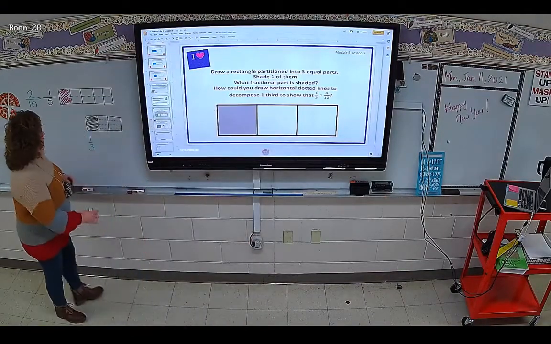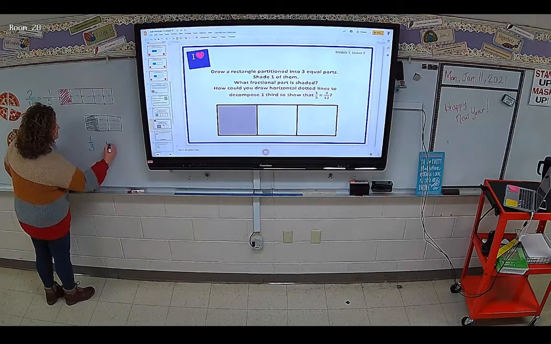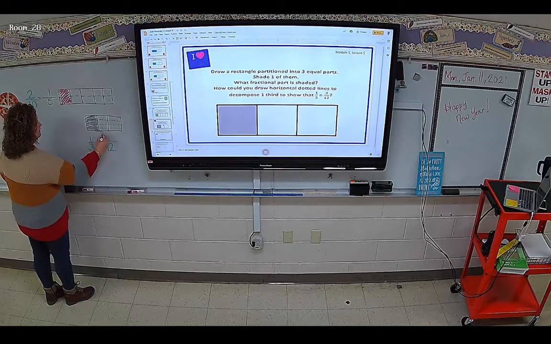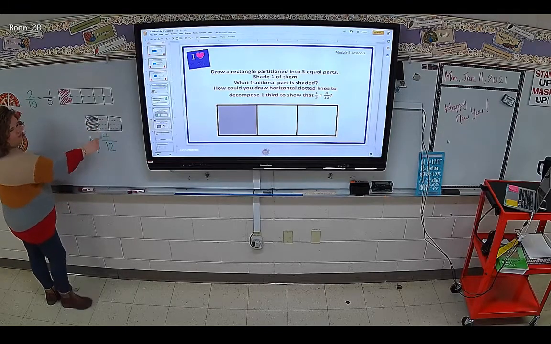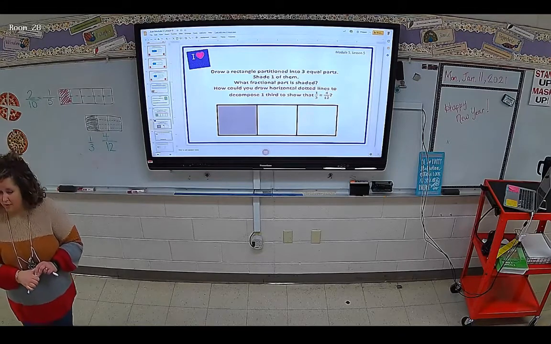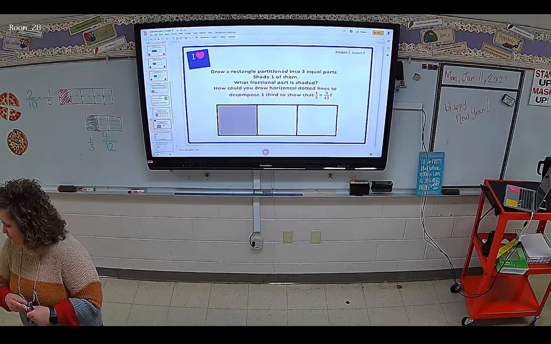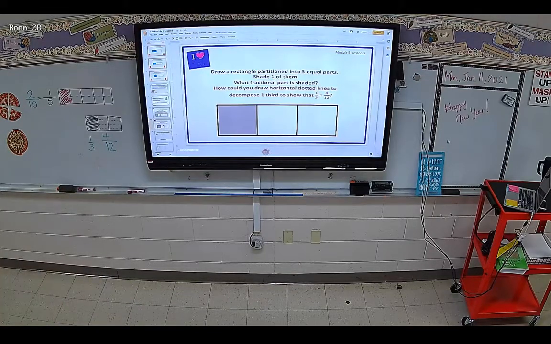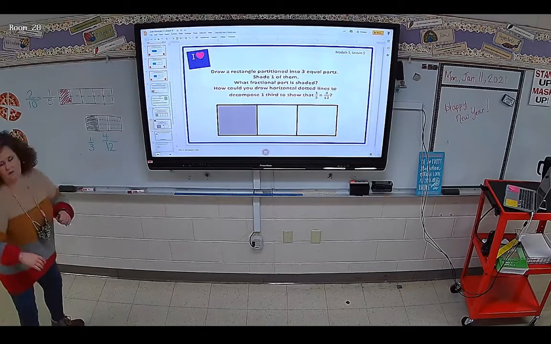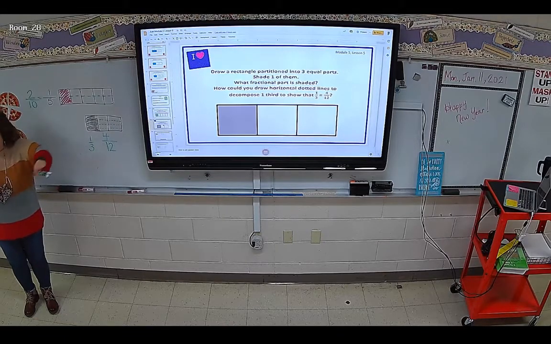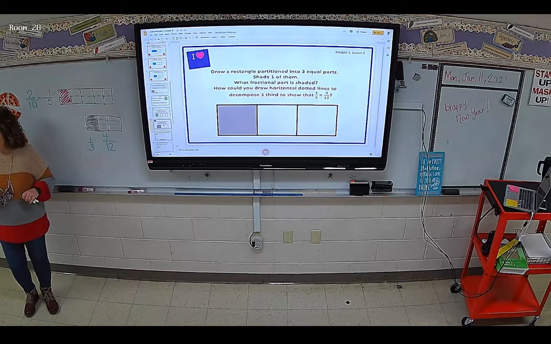So I have the 12 boxes now. That's my denominator. How many are shaded in? 1, 2, 3, 4. So I only needed to draw 3 lines. If I did draw 4 lines, I would have had 16 boxes. So be careful about how many lines you draw. We're not adding any extra. Guys, look at me. This is real important. We're not drawing extra lines that are vertical. This is all horizontal. If you draw vertical lines, it's going to mess up your answer.